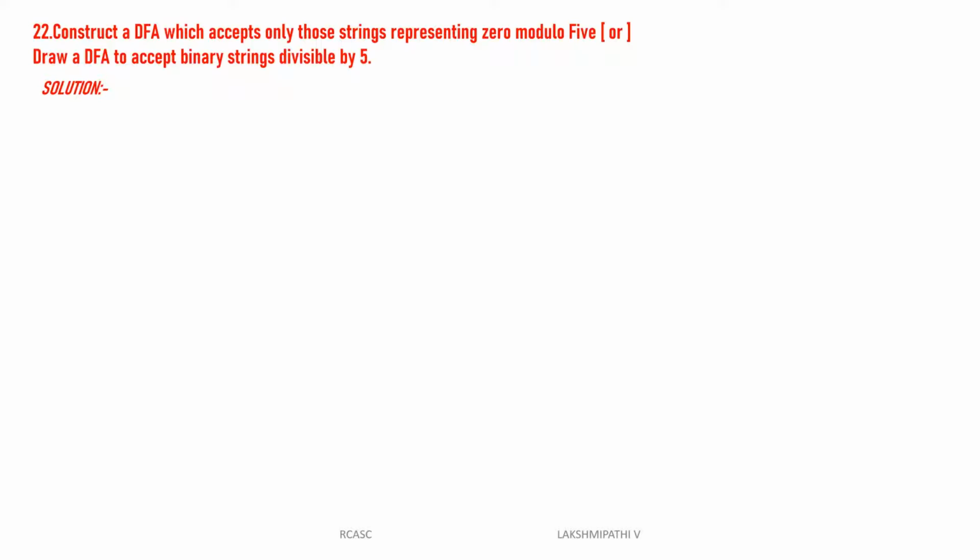The question itself clearly mentions that the string is a combination of zeros and ones, because it says to accept the binary strings divisible by k. Once again, the question says: draw a DFA to accept the binary strings divisible by 5. Binary string means the input symbols are 0 and 1, that is sigma is equal to {0, 1}. In binary the radix is 2, and the divisor is 5.